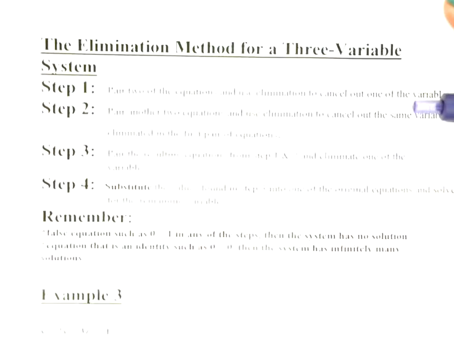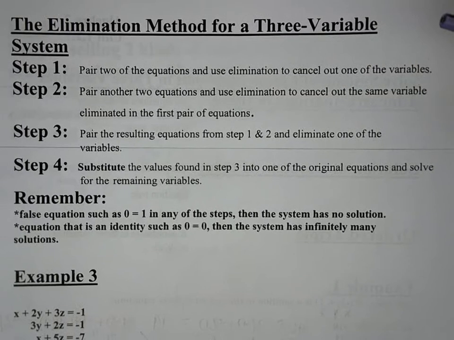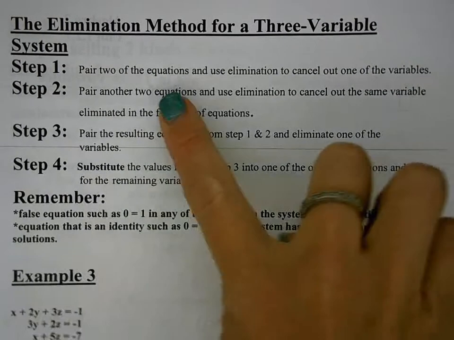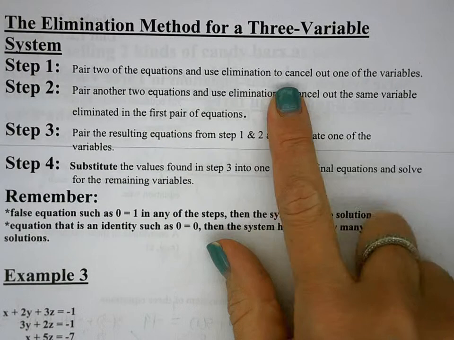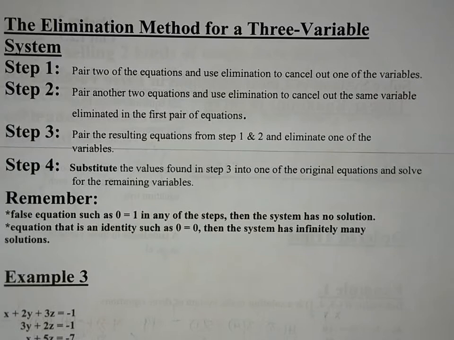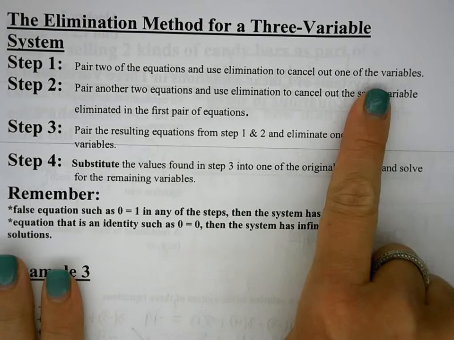So we have the elimination method. We're just going to talk about this, and then we'll go down to do the example. Your step 1 is to pair 2 of the equations and use elimination to cancel out one of the variables. The object is to end up getting 2 equations that just have 2 variables, because once you have that, you can cancel those out and find one variable. Okay? So, again, pair 2 equations, use elimination to cancel out one of the variables.